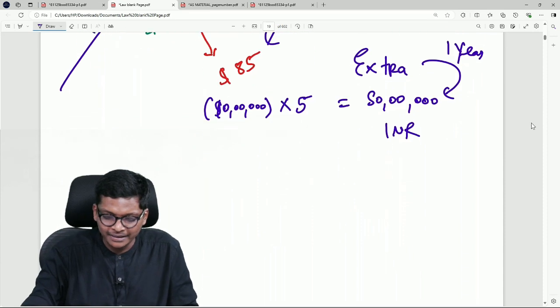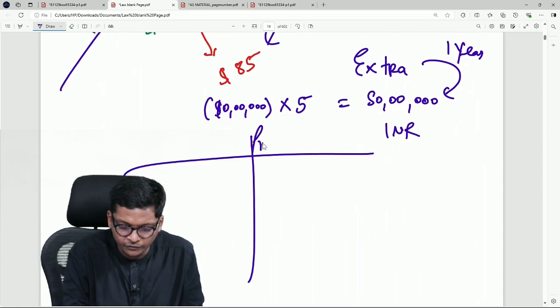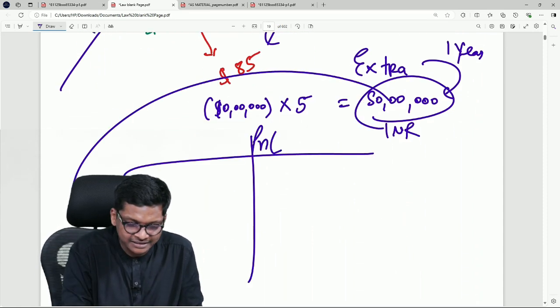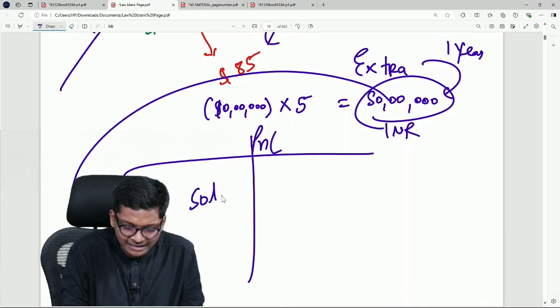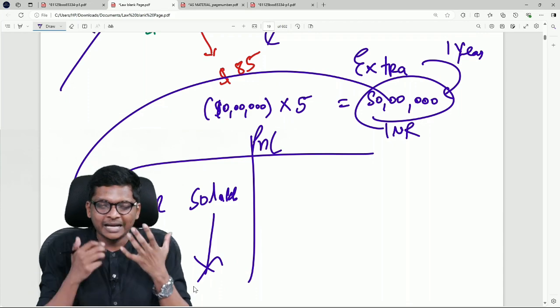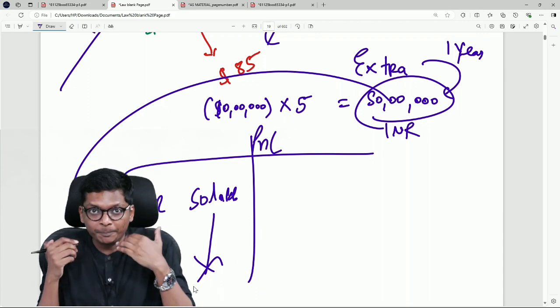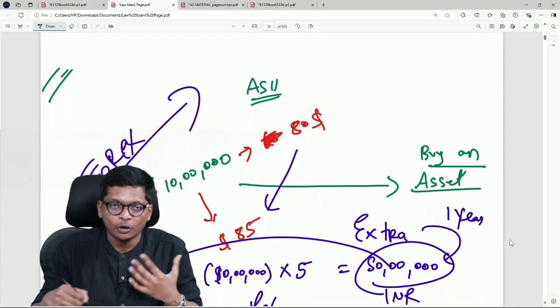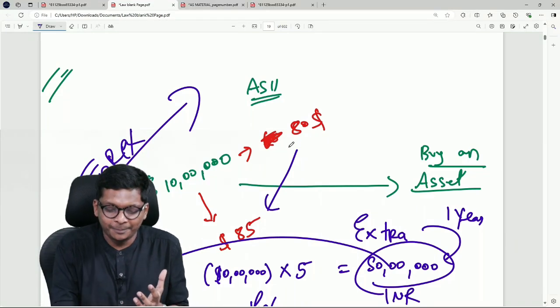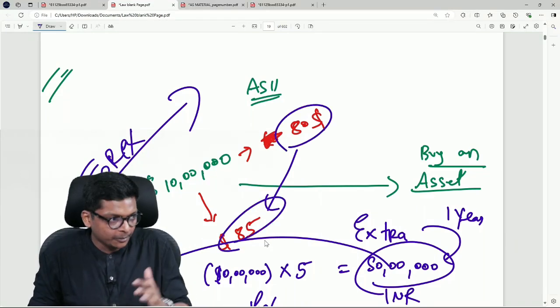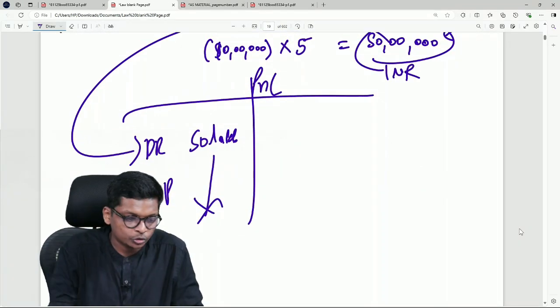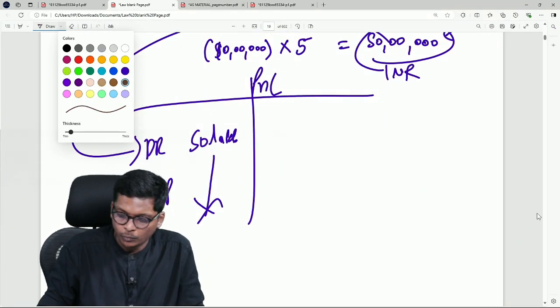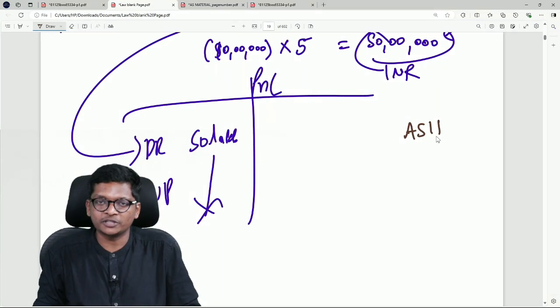Now what will happen in my P&L account? If I debit 50 lakhs here, my net profit will fall by 50 lakhs and people will think the company has not performed well, where in fact it is not the company but the dollar movement that has not performed in our favor, correct? So for this, what AS11 says, they give two options.